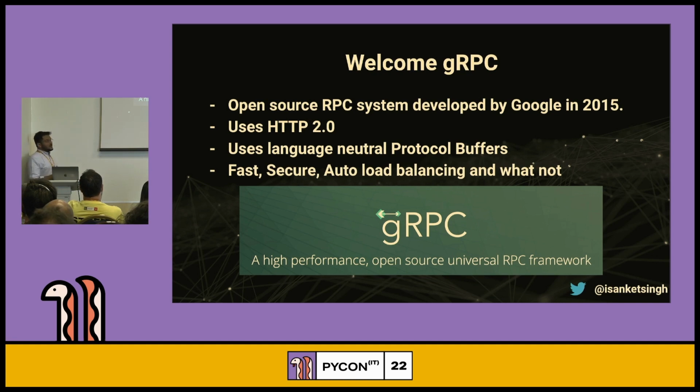There are a lot of things that they updated here. They are now by default, out of the box, using HTTP 2.0, right? It's a language neutral protocol. It uses language neutral protocol buffers. We're going to talk about protocol buffers. It's one of the main key highlights that gRPC provides, right? And it's fast and secure. It has capabilities like auto load balancing and a lot of things, right?